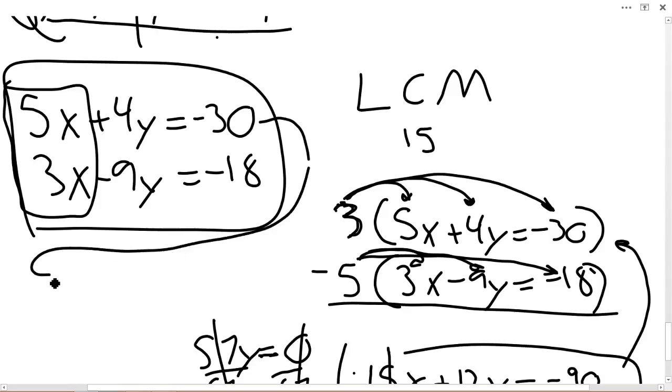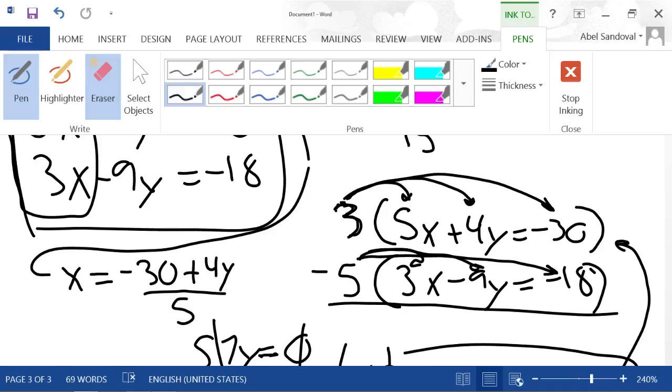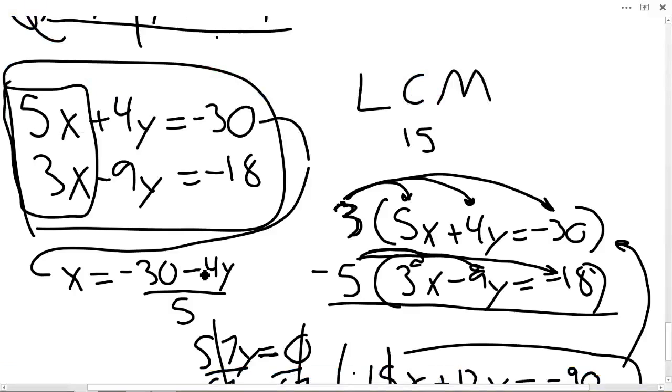All right. So you guys, I'm not going to get into the math. I'm just going to show you the answer. Solution should be x equals negative 30 plus 4y over 5. Oops, it shouldn't be a plus 4y. I'm sorry, this should be a negative y. And then you could rewrite it, you could write it like that.